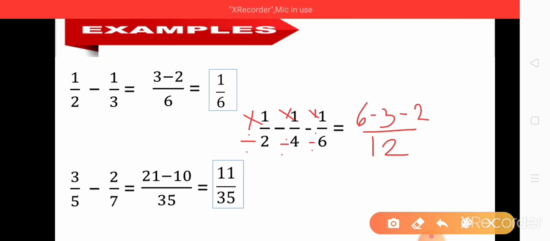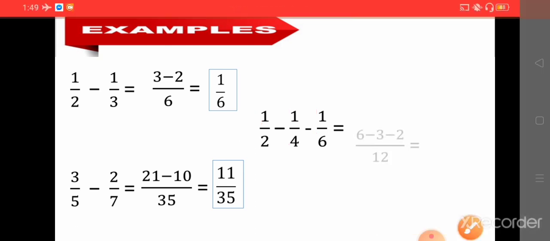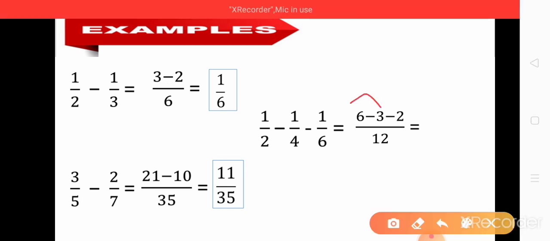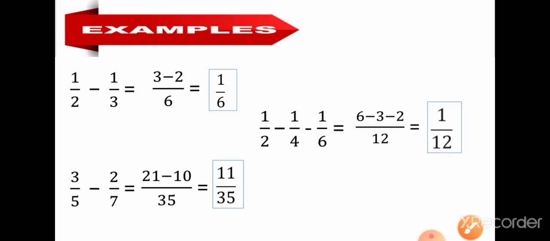Ngayon, 6 minus 3 minus 2 over 12. 6 minus 3 will give you 3. Then 3 minus 2 will give you 1. And then copy the denominator, which is 12. Kaya 1 over 12. Next, we have problem solving.